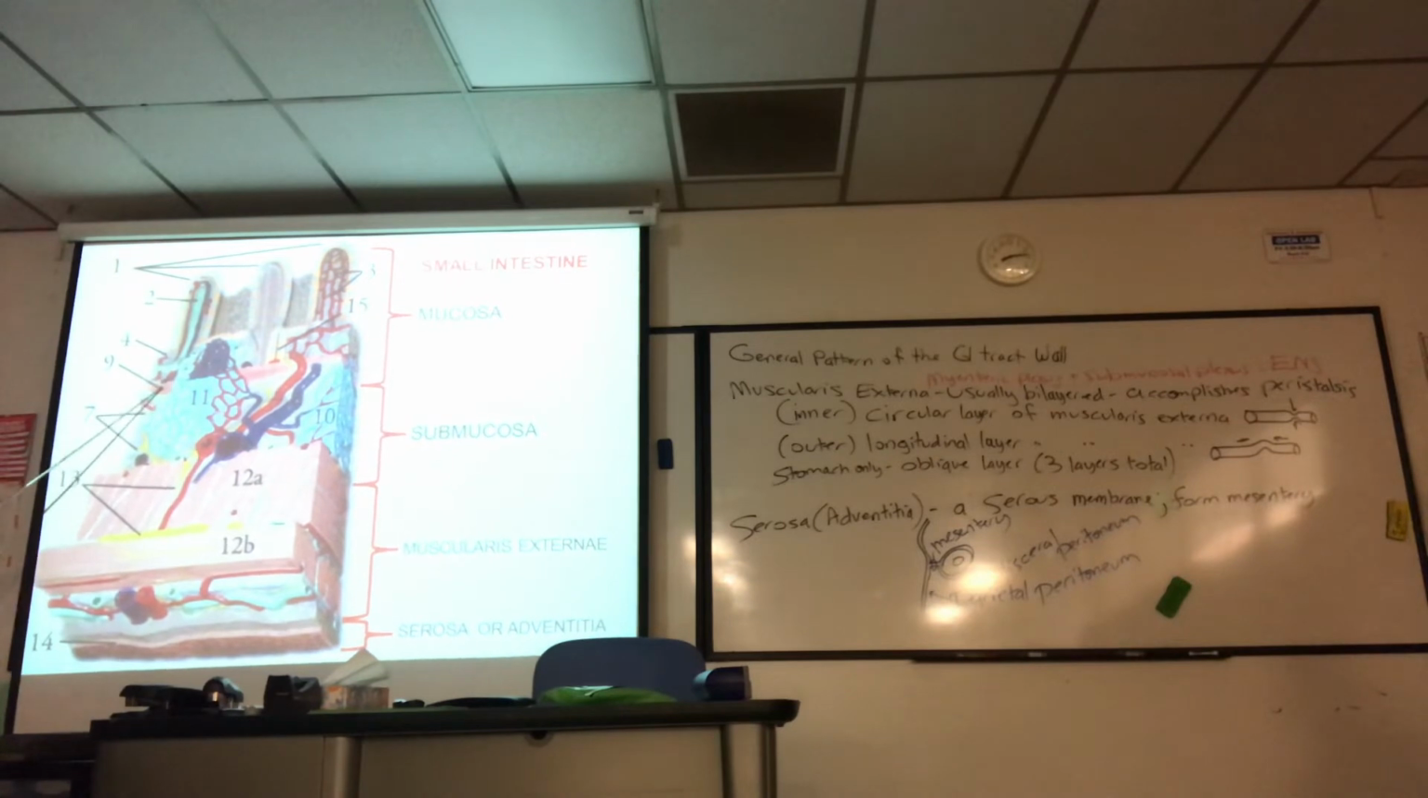You should know number 9. It's the outermost layer of the mucosa. It's the muscularis mucosa. So from here to here is submucosa. And number 10 is the Brunner's glands. So you can assume this is duodenum.